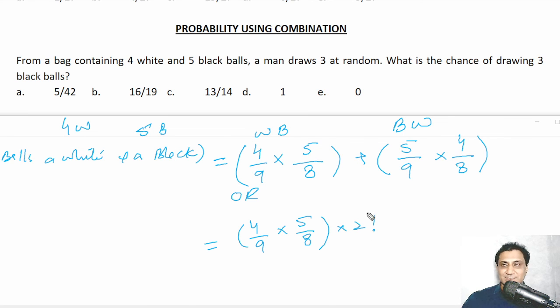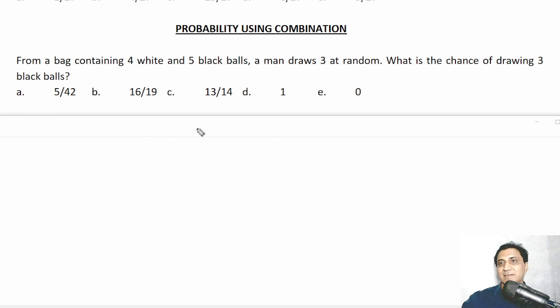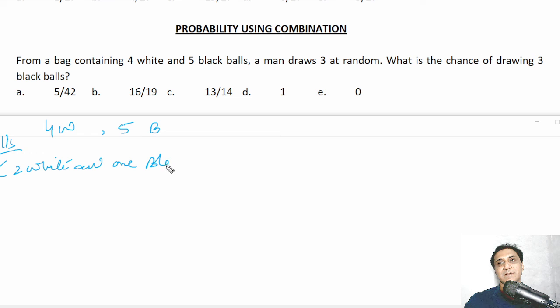You must have gotten this so far. Now again, I have 4 white balls and 5 black balls. I'm choosing 3 balls now. The question will say choose 3 balls: 2 white and 1 black. So what's the probability of 2 white and 1 black ball? So what you are looking for? White. Sorry.